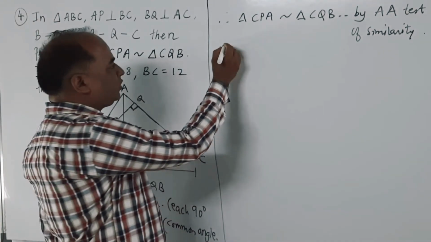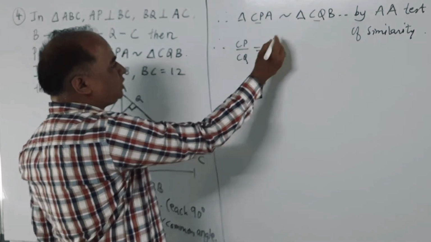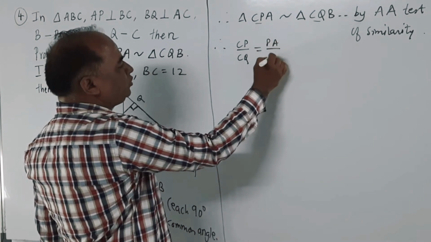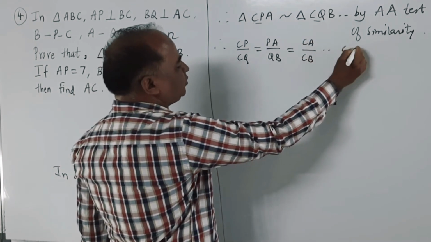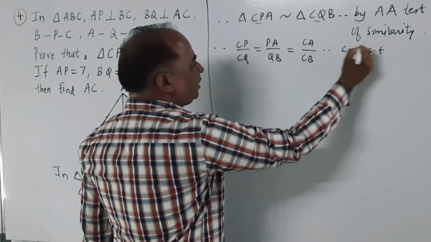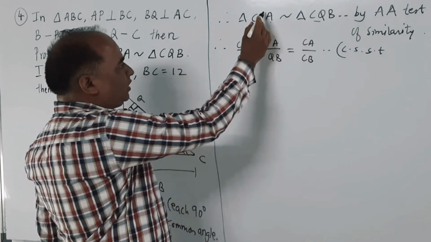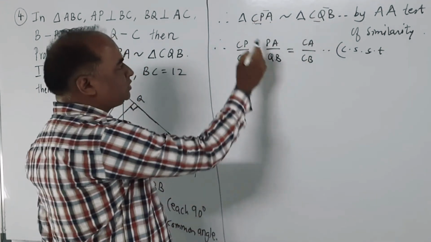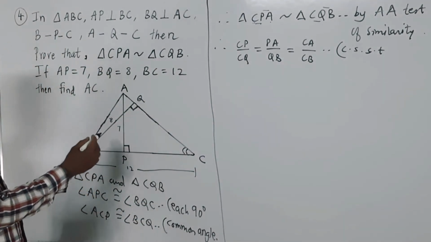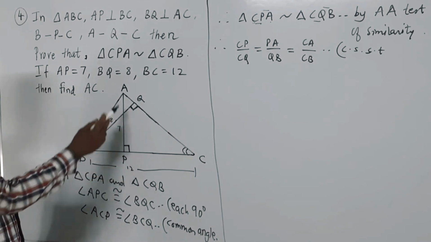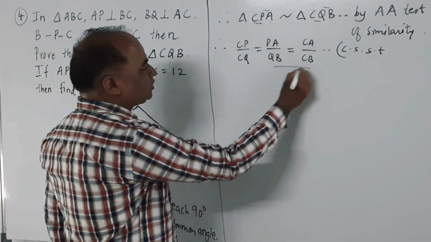Therefore, you can write, by one-to-one correspondence, CP upon CQ is equal to PA upon QB is equal to CA upon CB. That is, corresponding sides of similar triangles are in proportion. Now the sides which are given, we will choose those corresponding sides, and we have to find AC here. So PA is given. You consider these two ratios.